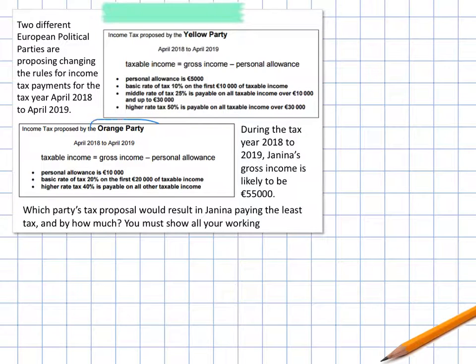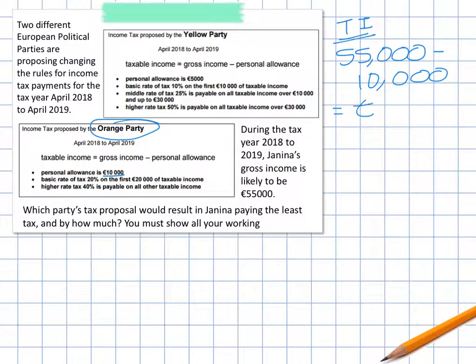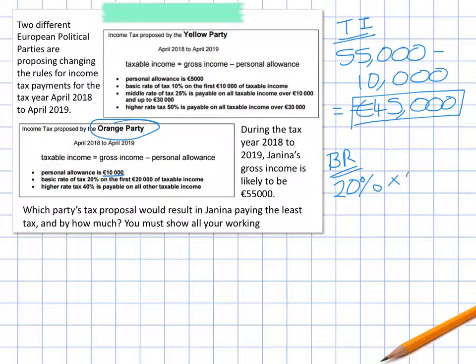Okay, so this time we're going to look at the orange party. We are doing taxable income first, because it might change. So gross income is 55,000 minus the new personal allowance, which is 10,000. So with this party, our taxable income is only 45,000. Okay, so we'll need this figure again, we know. Basic rate. This time we're paying 20% at basic rate, and we're paying that on the first 20,000 euros. So 20% of 20,000 is going to be 4,000 euros.